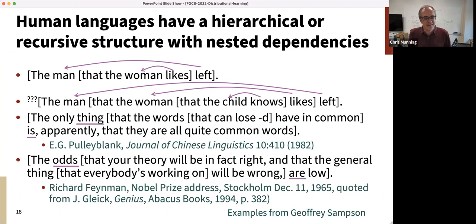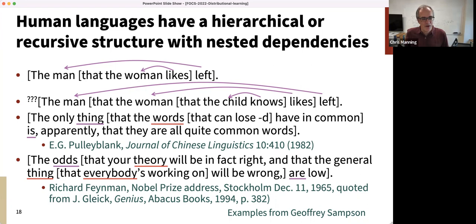And so we say the odds are low. So odds are plural, so you get a plural verb there, despite the fact that there are all of these intervening singular nouns, theory, thing, and everybody's, whereas conversely for the example above, the thing is, despite the fact that there's an intervening plural word, words.